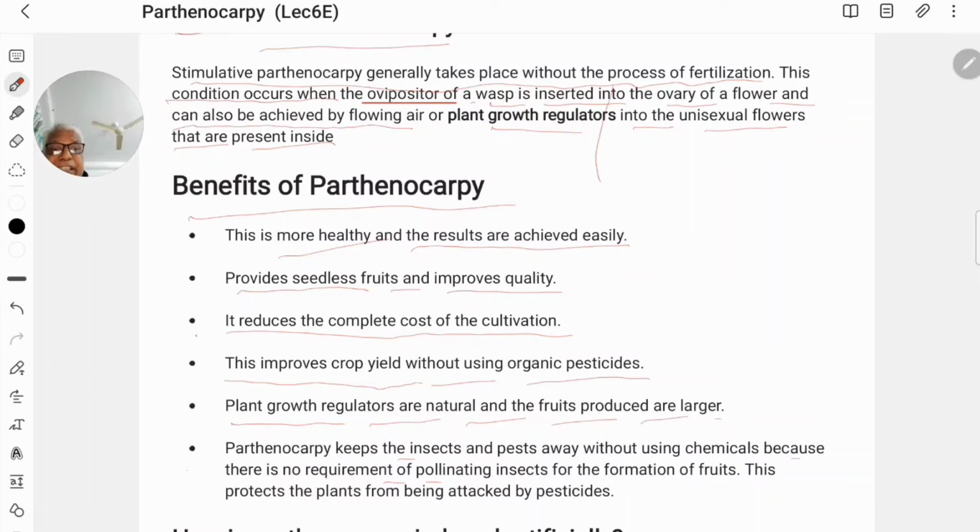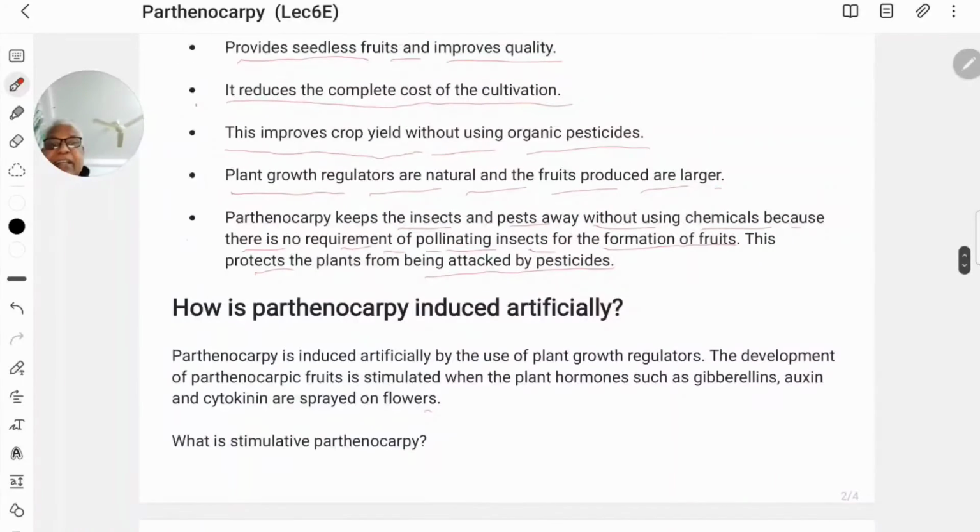Parthenocarpy keeps insects and pests away without using chemicals because there is no requirement of pollinating insects for the formation of fruits. This protects the plants from being attacked by pests. These are the facts. How is parthenocarpy induced artificially?